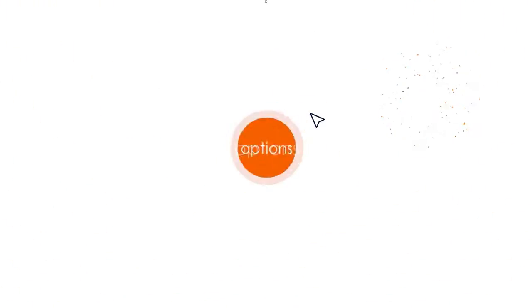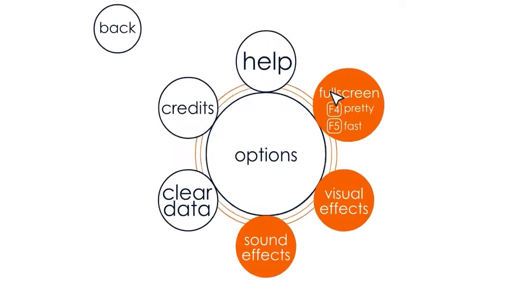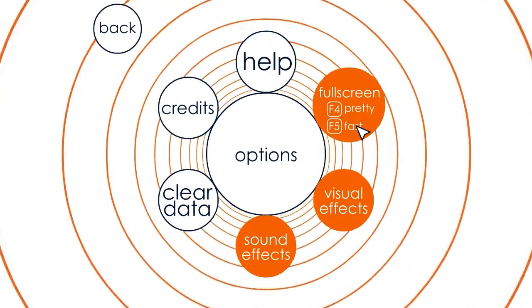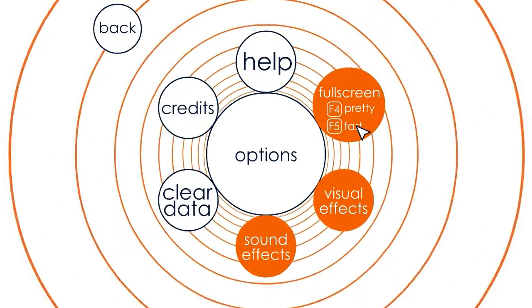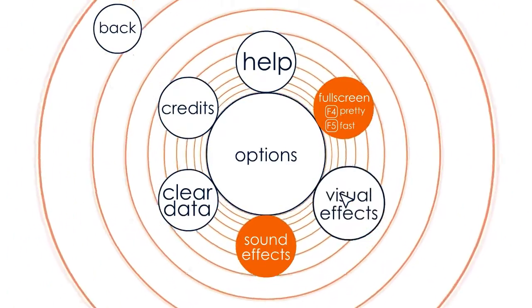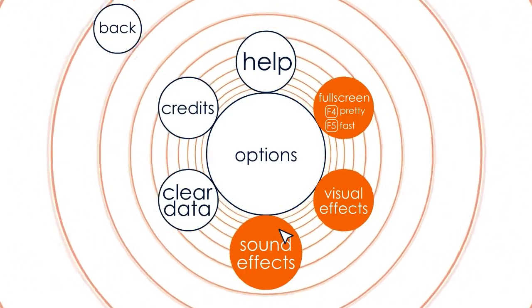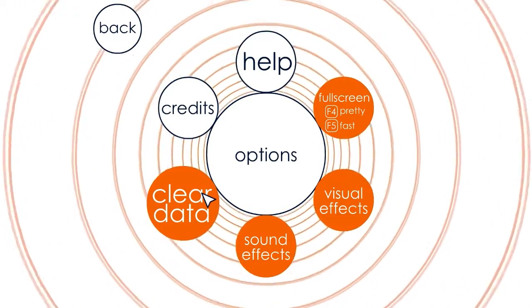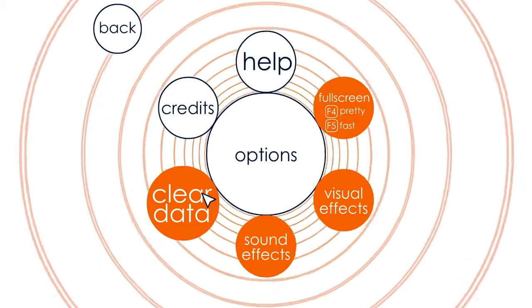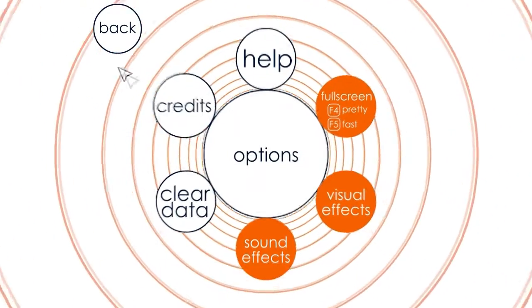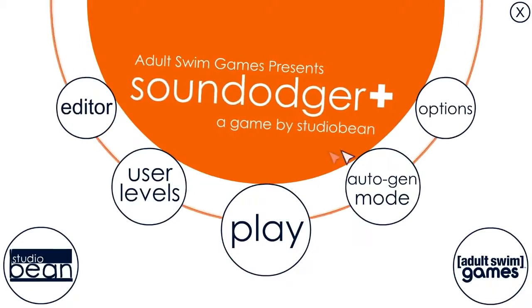So we got an options menu here. We'll quickly go into that and just show you what it's all about. You got very simple things like full screen, which is pretty and fast. What that basically means, if you hit F4, it's going to be in high resolution. If you hit F5, it's going to be in low resolution, but obviously for lower PCs, it's going to be better. And then we got visual effects on or off. Obviously, I'm going to keep them on. Then we got sound effects on or off. Then you got clear data. Basically, you unlock music as you play throughout the game, so if you want to reset that for any reason, you can. And then obviously credits and options, and there's not many options in this game, so I won't even show you that. But let's go back to the main menu and I will explain the other things.